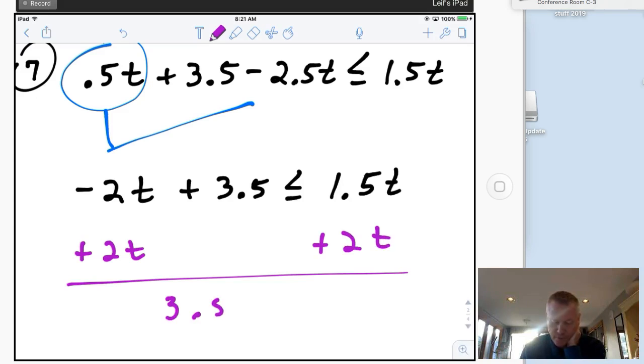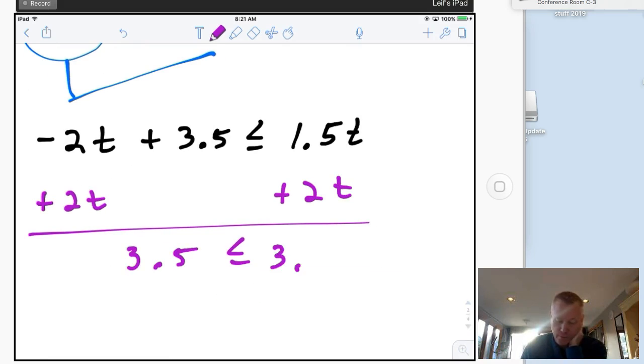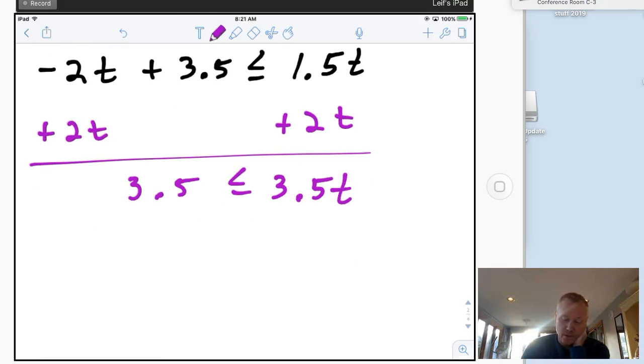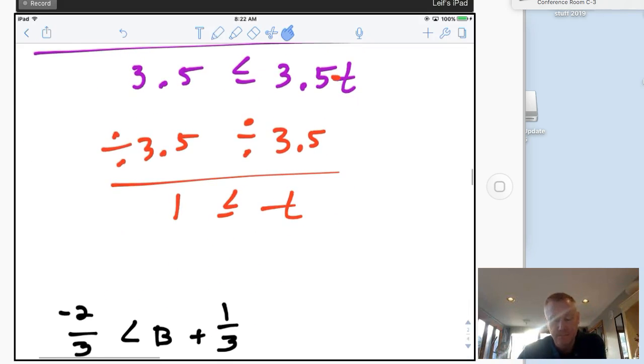So I got 3.5 is less than or equal to 1.5t plus 2t, which is 3.5t. Okay, and next I want to get my t alone. Remember that the 3.5 and the t are connected by multiplication. The opposite of multiplying by 3.5 is dividing by 3.5. So I get t is less than or equal to 1. That worked out nicely. All right. And that's the answer. If you got questions, please bring them to class. All right, next one.